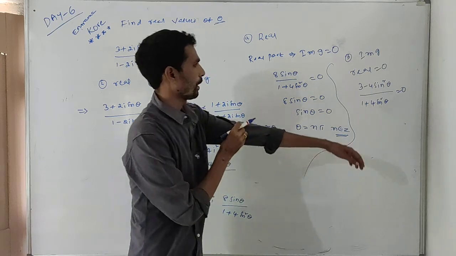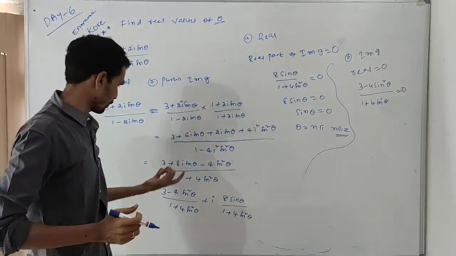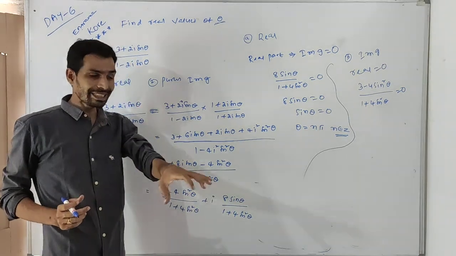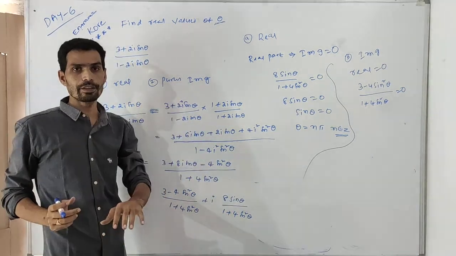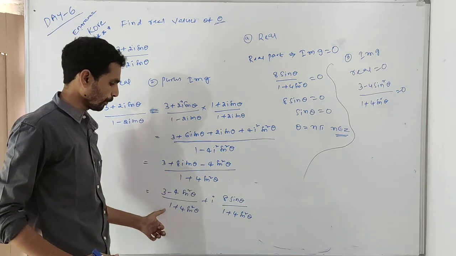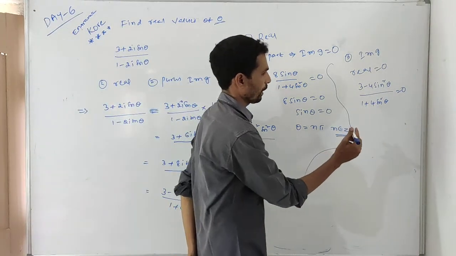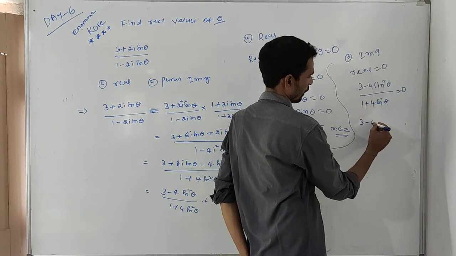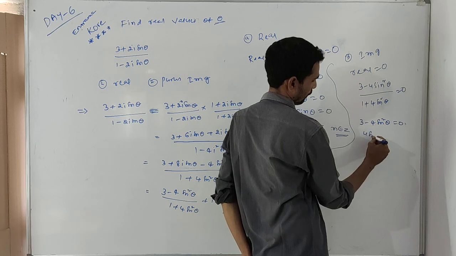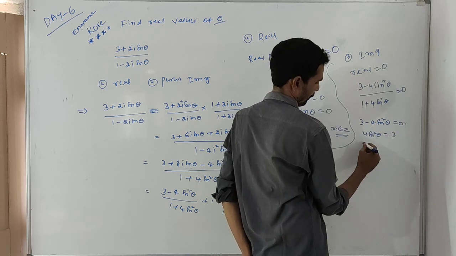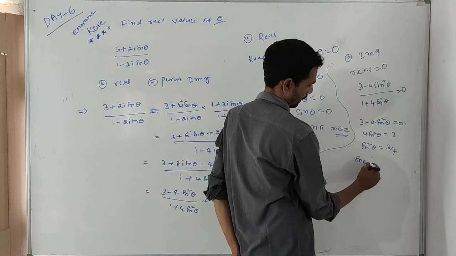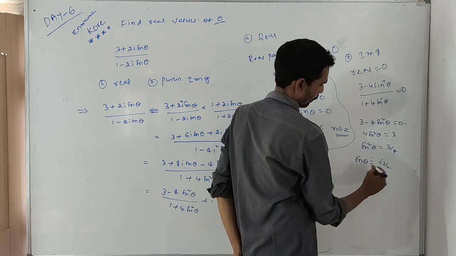Now here, I want imaginary. Here there are two terms, real part plus imaginary. I want only imaginary, so real is equal to 0. What is the real part here? 3 minus 4 sin square theta by 1 plus 4 sin square theta. Cross multiplication, we get it equal to 0. 3 minus 4 sin square theta is equal to 0. 4 sin square theta is equal to 3. Sin square theta is equal to 3 by 4. Next, sin theta is equal to root 3 by 2.